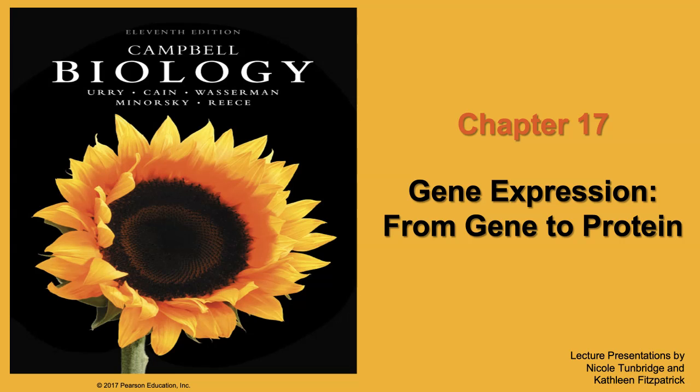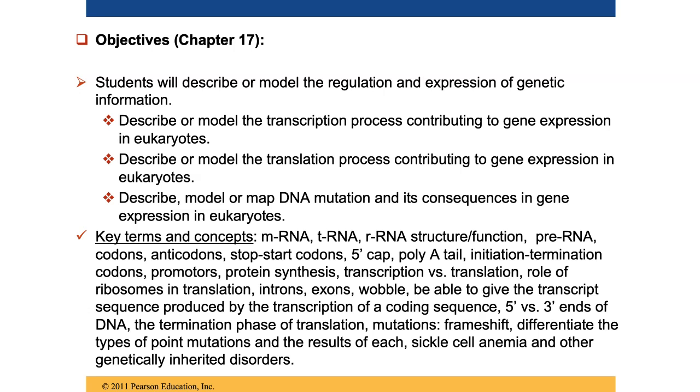So, gene expression. We're going to go through transcription. We're going to learn about the genetic code. We're going to learn about mRNA modifications. And then we're going to learn about translation, where we're actually building our polypeptide, and we'll go over a little bit about mutations. For this chapter, students will describe or model the regulation and expression of genetic information, particularly describe or model the transcription process contributing to gene expression in eukaryotes, describe or model the translation process contributing to gene expression in eukaryotes, and describe, model, or map DNA mutation and its consequences in gene expression in eukaryotes.